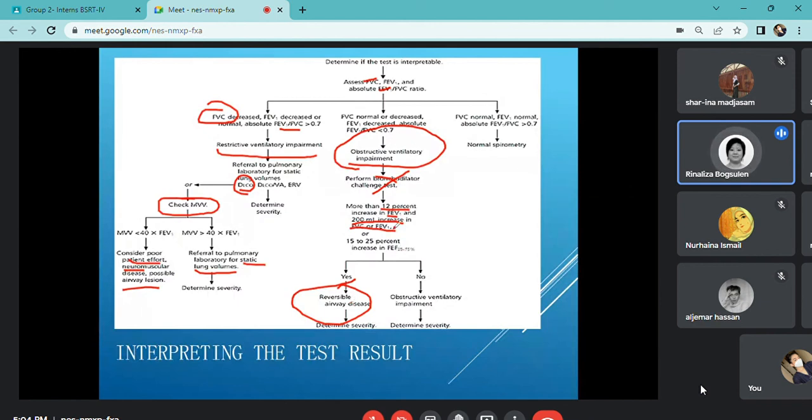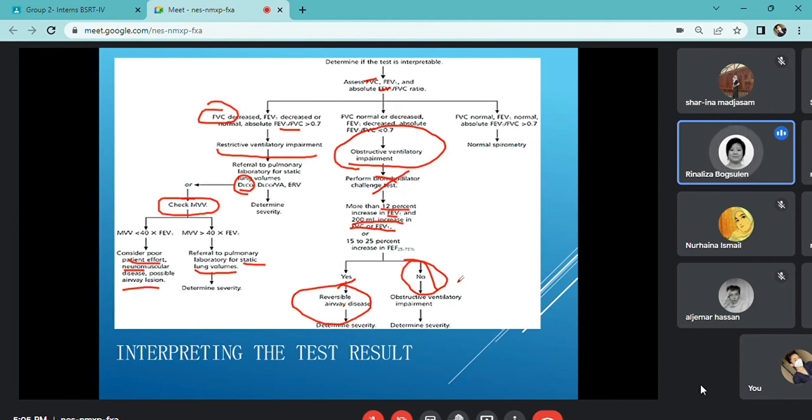If you did not see more than 12% increase in your FEV1 and a 200 ml increase in your FVC or FEV1, then you cannot say that there is reversible airway disorder. So, ibig sabihin, or kung hindi man reversible, ang isang ginagamit na term is significant reversibility or a significant change post-bronchodilation. Iisa lang yon. Okay?